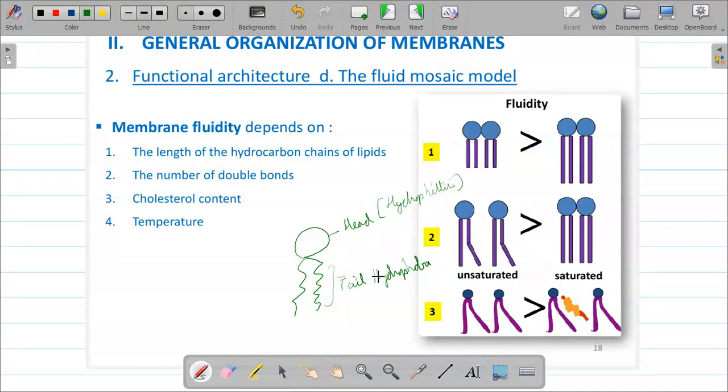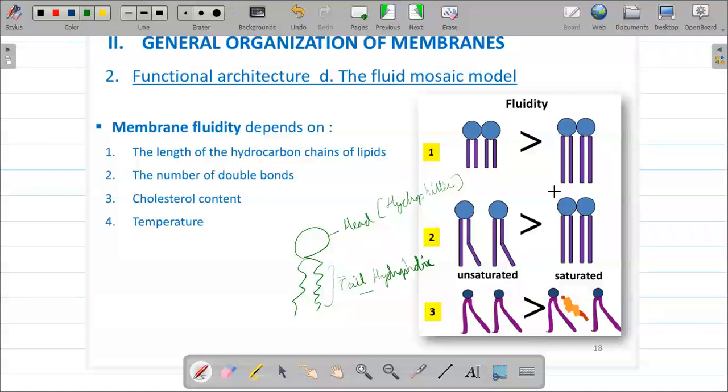In the first case here, we are deciding not on the alcohol, but on the tail concept. When you look at the tail, they are completely hydrophobic, water-hating. But in the first case, the length of the fatty acid is very small. In the second case, the length of the fatty acid is very high.